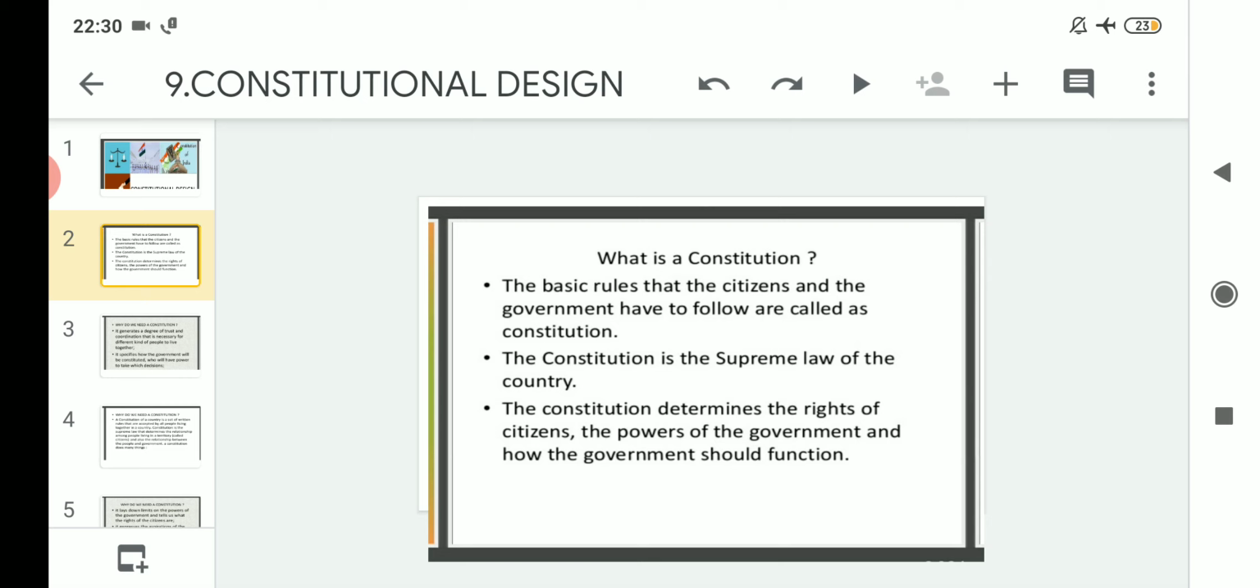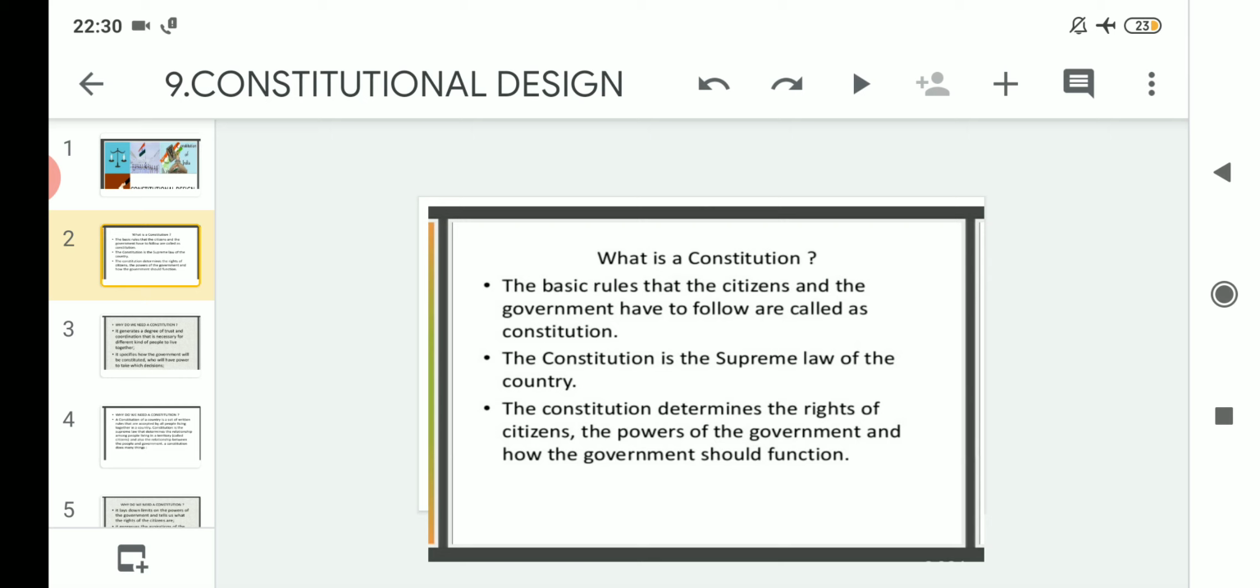Then the next point is the constitution is the supreme law of the country. So we can relate this number 2 with point number 1, where it is written that they are the basic rules that the citizens and the government have to follow. Why? Because the constitution is the supreme law of the country. That means it is supreme, and above that no one is there. So for that reason the government and even we the people should follow the law that is prescribed in the constitution.